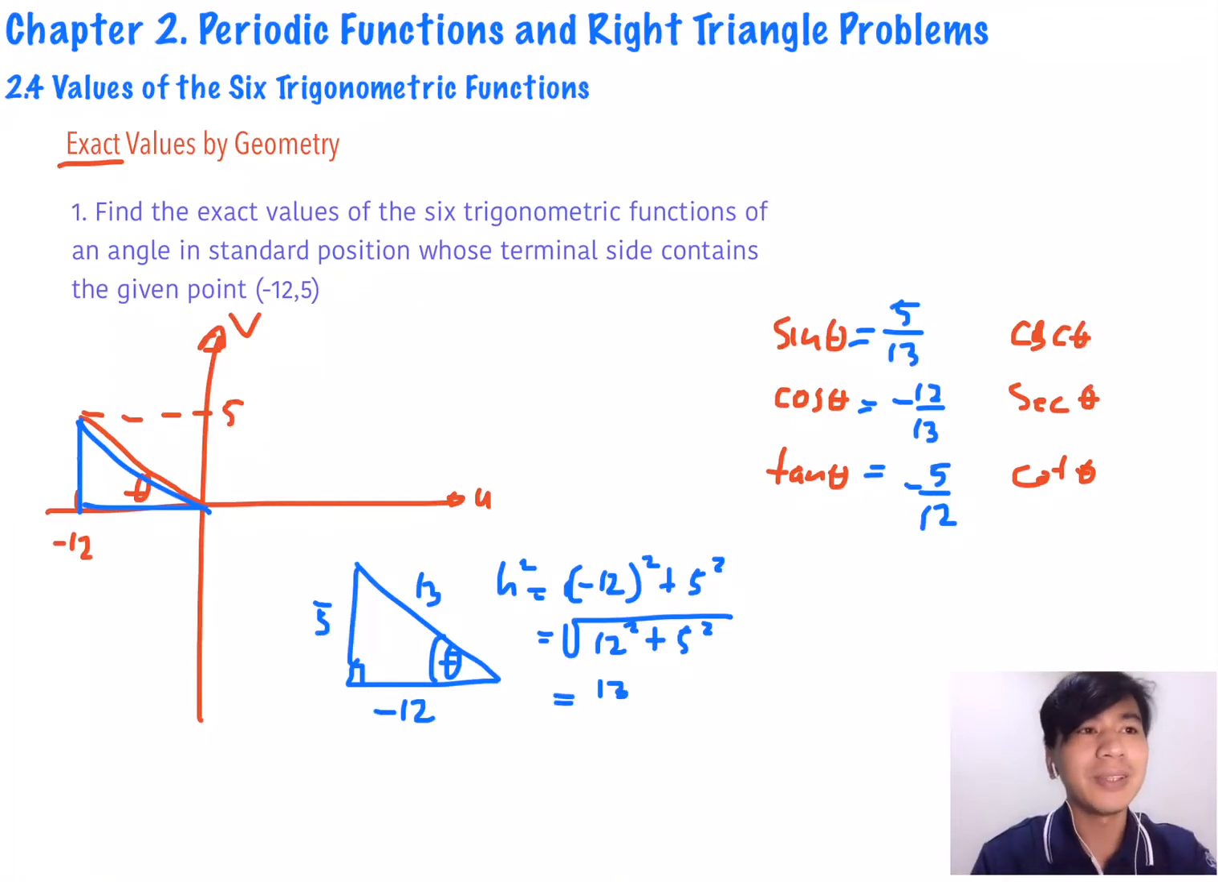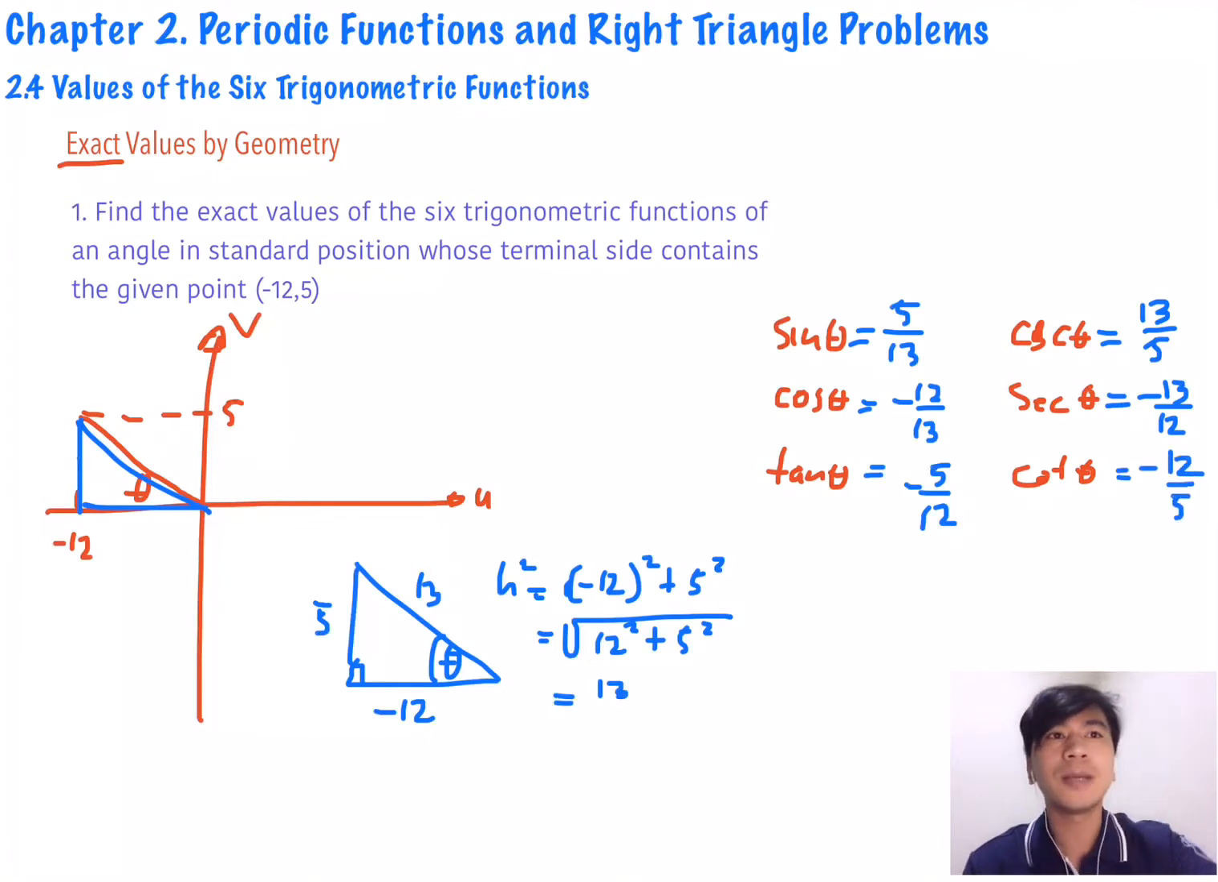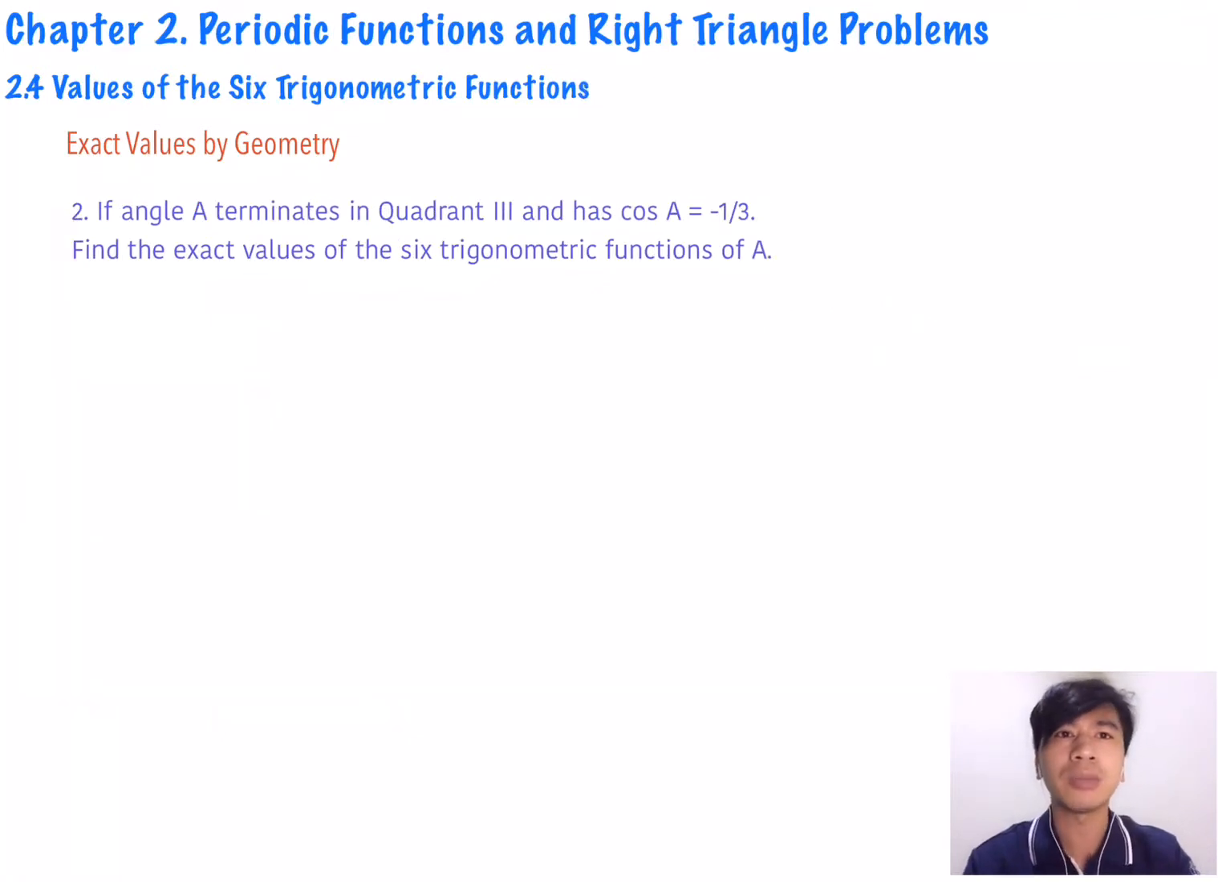And then cosecant theta, secant theta, and cotangent theta. Notice, if you do this correctly, you can be assured that you are halfway to answering this. But if you do this wrong, then there is a big chance that you'll get these 3 wrong. Cosecant theta is just the reciprocal of sine, so that will be 13 over 5. Secant theta is the reciprocal of cosine, so you'll have negative 13 over 12. And then cotangent theta will be negative 12 over 5. Quite easy, yeah? Okay, let's move to the next one. If angle A terminates in quadrant 3 and has cos A negative 1 over 3.